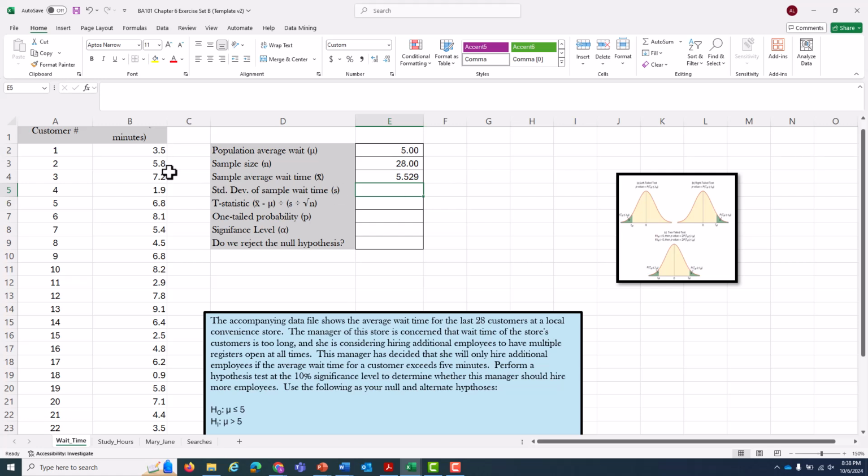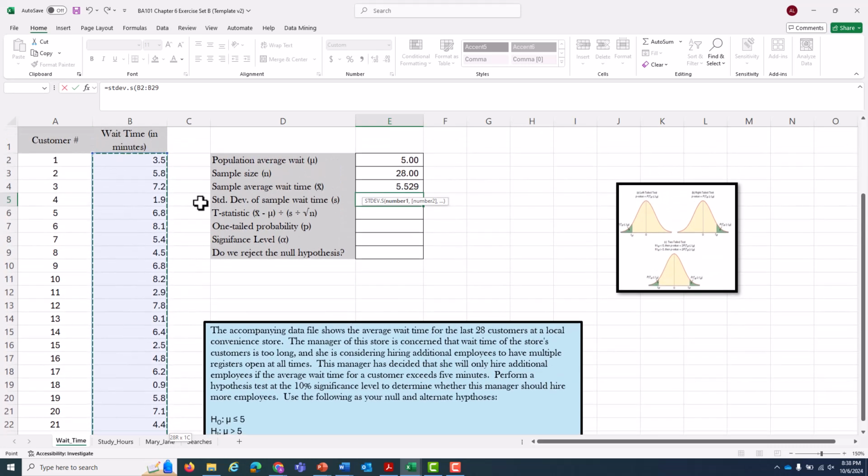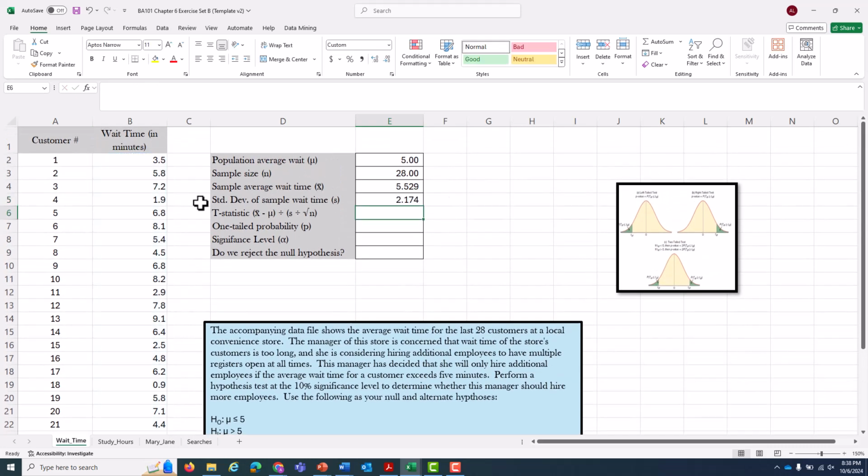Let's find the standard deviation of all of these wait times. This is the standard deviation of a sample. I'm going to use the stdev.s function for all of the wait times that I have listed in the sample of 28 customers in cells B2 to B29. And when I hit enter, this set of data we have right here has a standard deviation of 2.174. And now I have the 4 inputs that I need to find my t statistic.